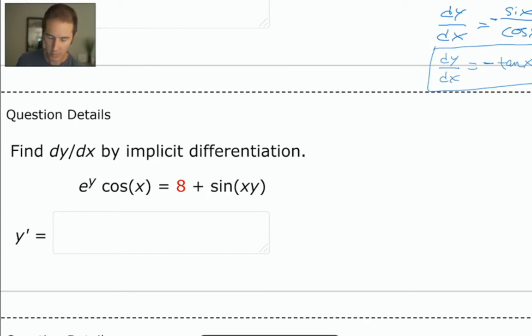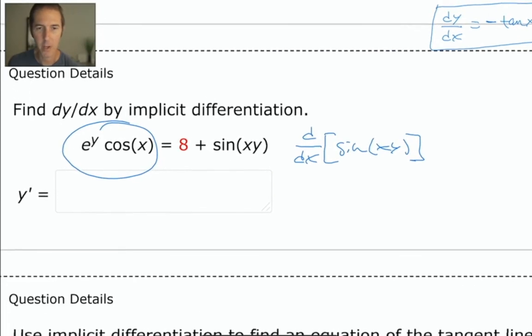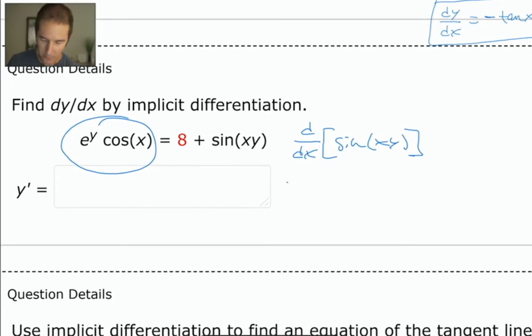Let's just do this part. Let's just find the derivative of the sine of xy. I'm going to leave you to wrestle with this part over on the left, but I'm going to help you out with this part on the right. So the derivative of sine is cosine. We keep the inner function, and then we have to multiply by the derivative of the inner function.